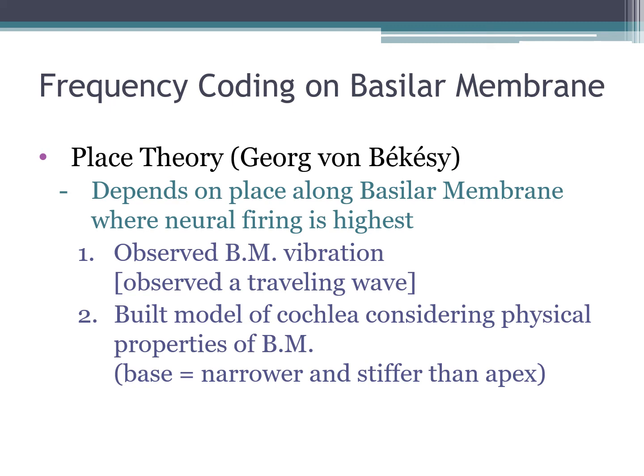But just so you know how he was doing this, this was quite a while ago. I want to say it was the 50s or 60s that he was using the cochlea of dead animals, and so this was all in a dead cochlea, and he would send these little signals to cause the traveling wave, and he would observe it. Based on these observations, Békésy built a model of the cochlea considering these physical properties of the basilar membrane, that it was narrower and stiffer at the base than it was at the apex.